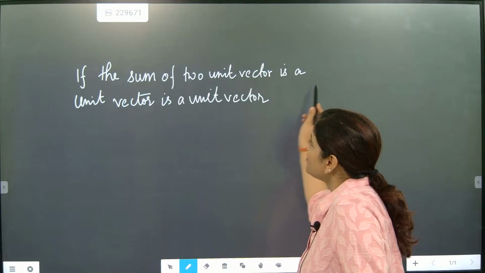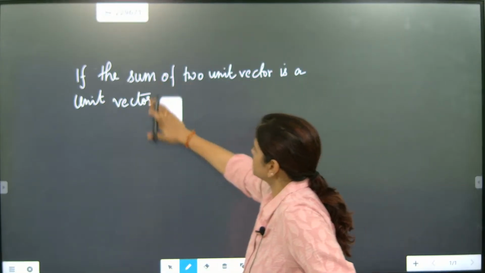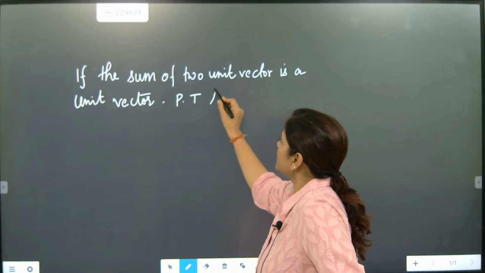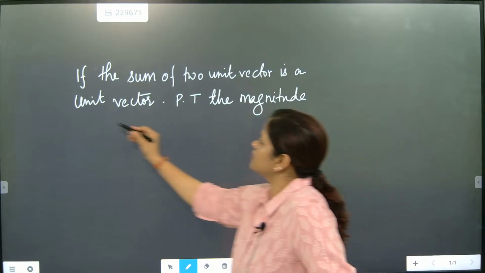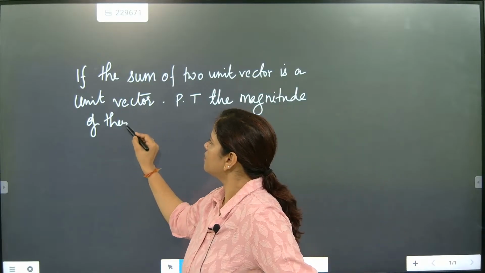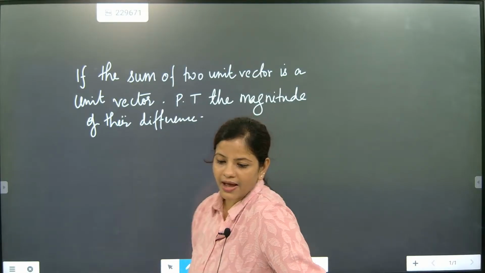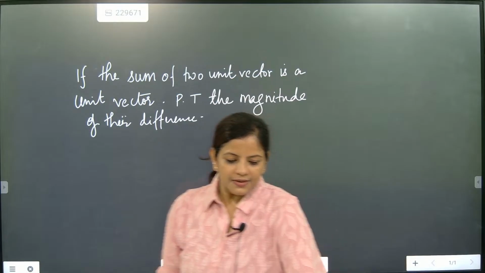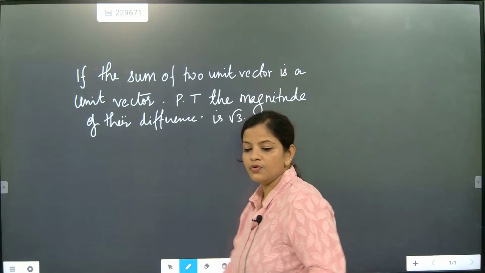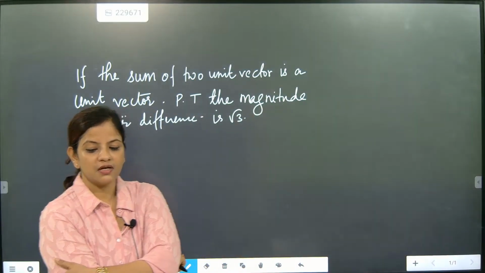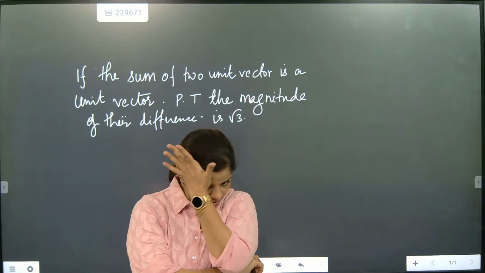If the sum of two unit vectors is a unit vector, prove that the magnitude of their difference is root 3. Prove that the magnitude of their difference is root 3.